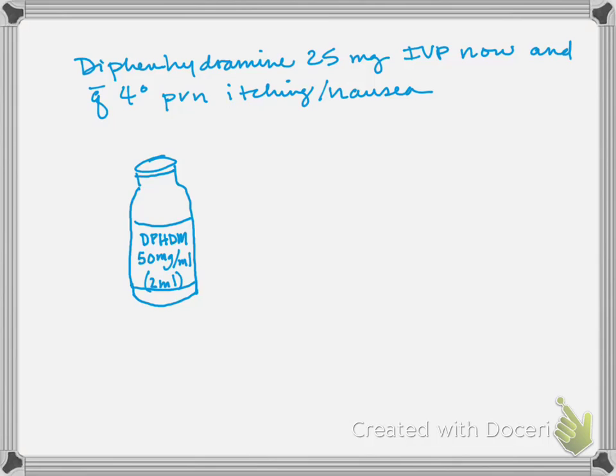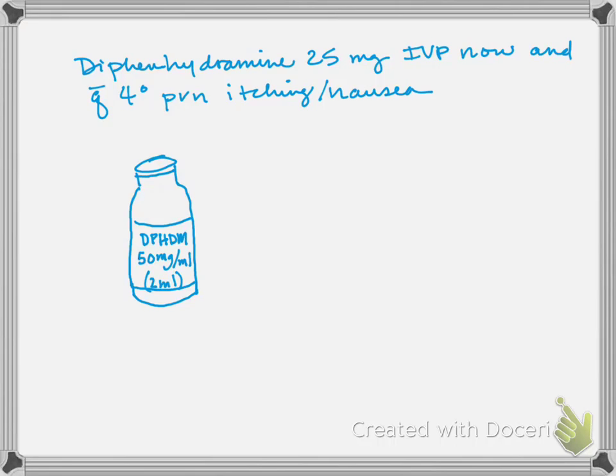So our order is diphenhydramine 25 milligrams IV push now and every 4 hours PRN itching, and we threw nausea in there. So what you have provided, and I abbreviated diphenhydramine so it fit on my label, is 50 milligrams per milliliter, and you have 2 milliliters in this vial. So we need to set up how we calculate that, which, you know, most of us in our brain have already calculated that. But let's make sure we follow the format.